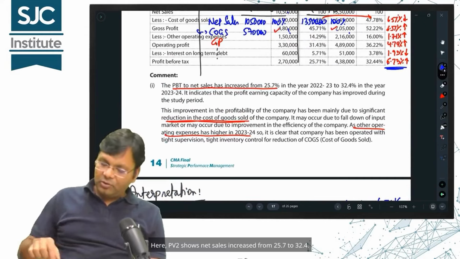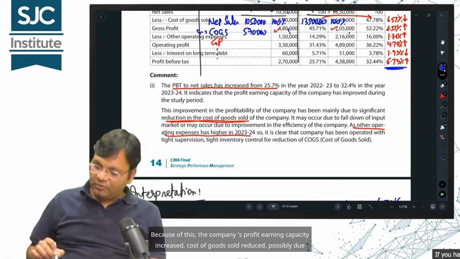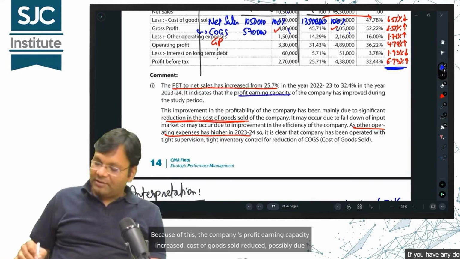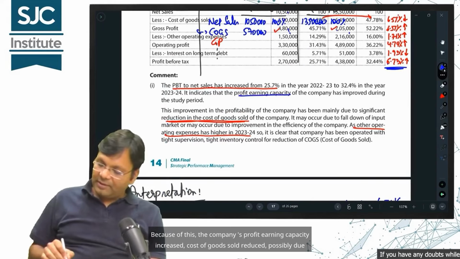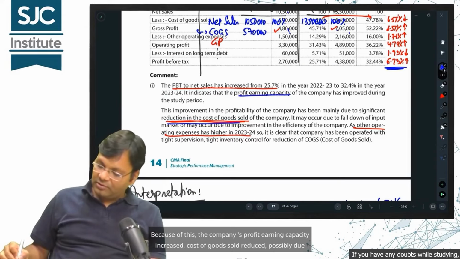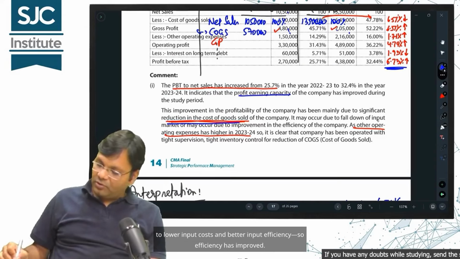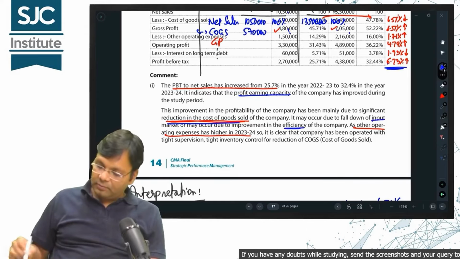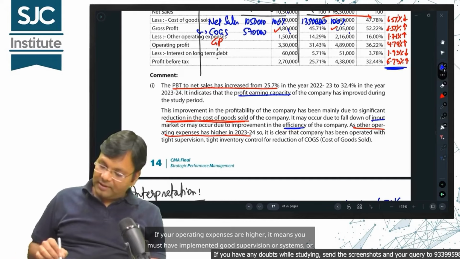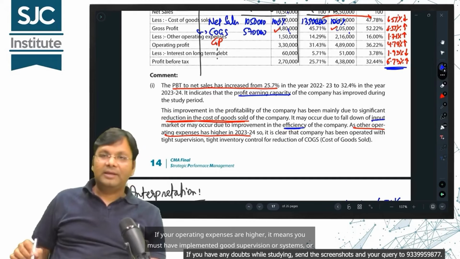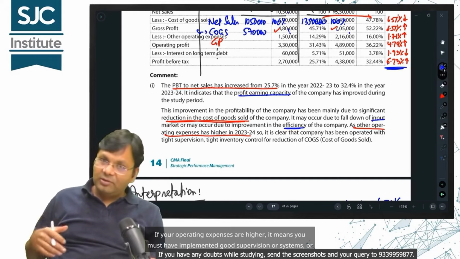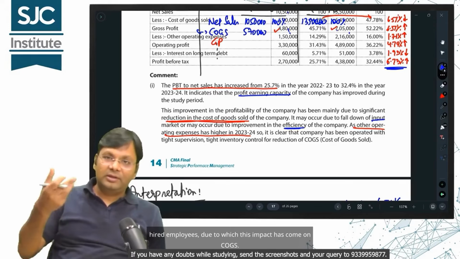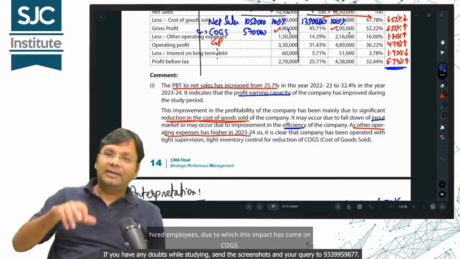Here, PV2 shows net sales increased from 25.7 to 32.4. Because of this, the company's profit earning capacity increased, cost of goods sold reduced, possibly due to lower input costs and better input efficiency, so efficiency has improved. If your operating expenses are higher, it means you must have implemented good supervision or systems or hired employees, due to which this impact has come on COGS.